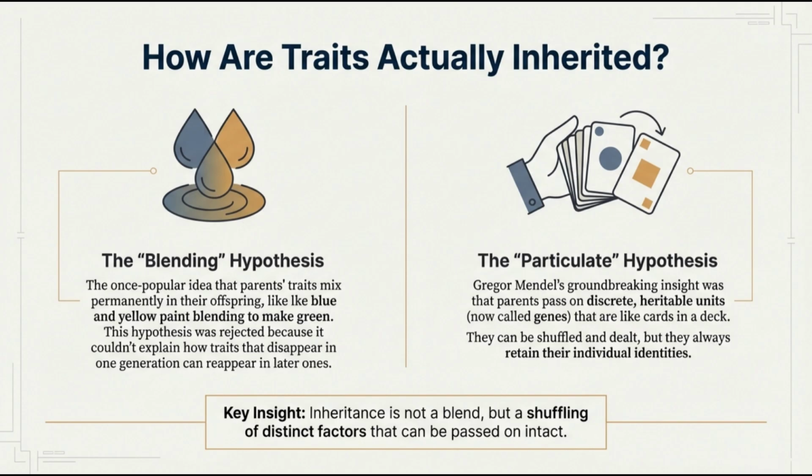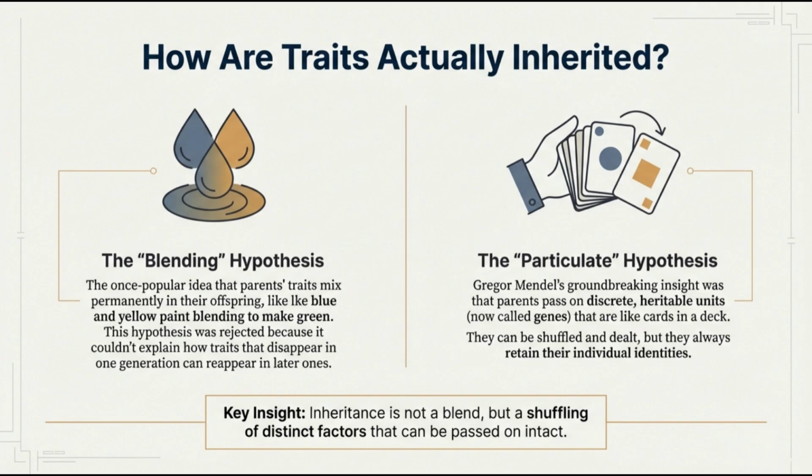No way. And that's exactly why Gregor Mendel's insight was so revolutionary. He came up with what he called the particulate hypothesis. So not blending. No. He argued that parents pass on discrete, heritable units, what we now of course call genes, and these units keep their individual identity generation after generation.